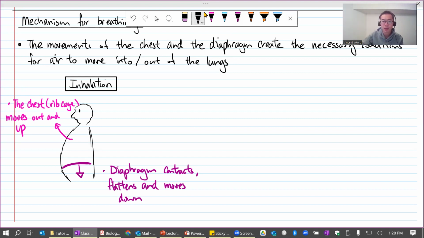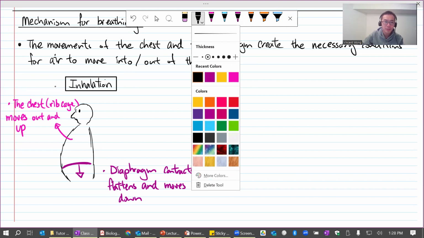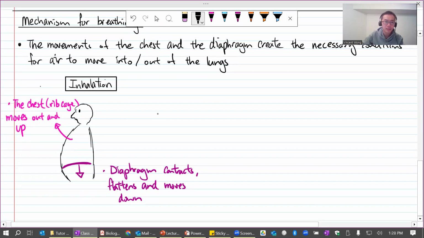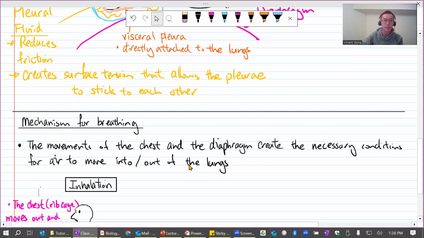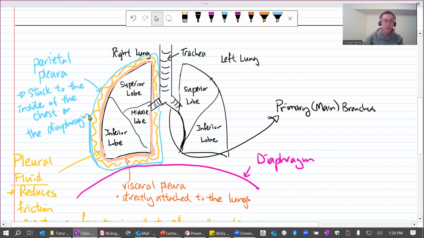Now, don't forget, stuck to the chest and the diaphragm is what layer? What layer is stuck to the chest and the diaphragm? Parietal pleura. That's right, the parietal pleura, right? The blue layer here, right?